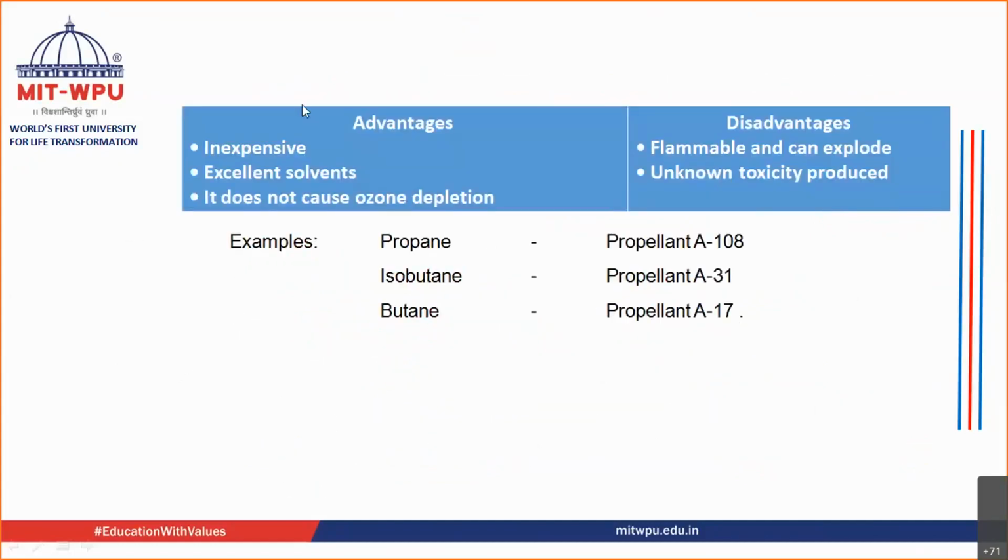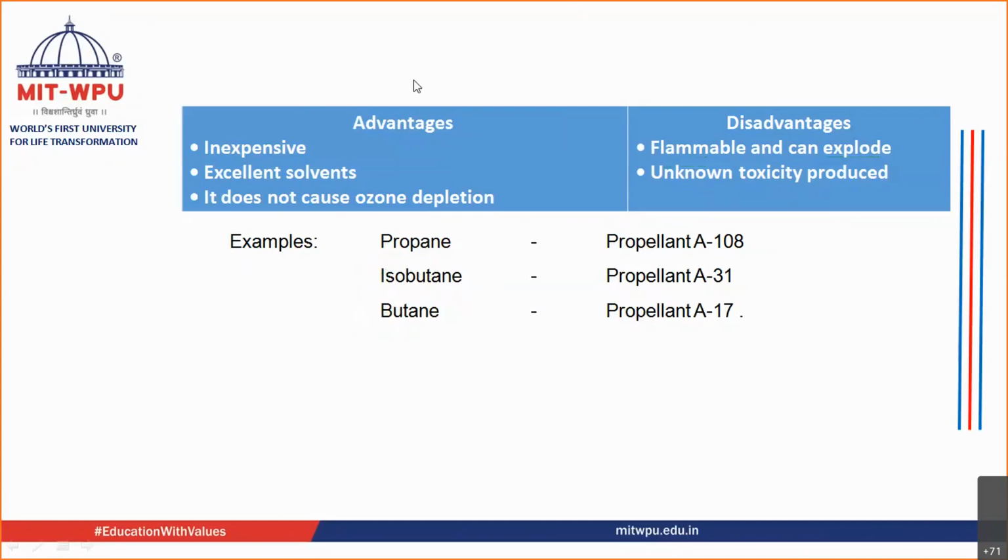Some of the advantages: they are inexpensive. If you see CFCs, they were expensive in nature. They are excellent solvents, and they do not cause ozone depletion. Disadvantages are that they are flammable and can explode, and some of them have toxicity. Examples of these hydrocarbons are propane, isobutane, and butane. These are some of the propellants that are being used.